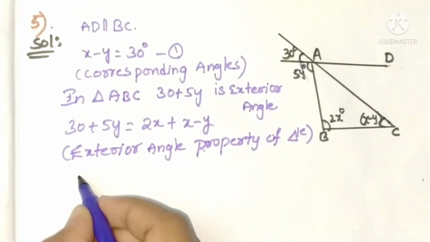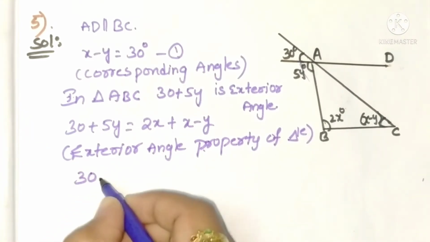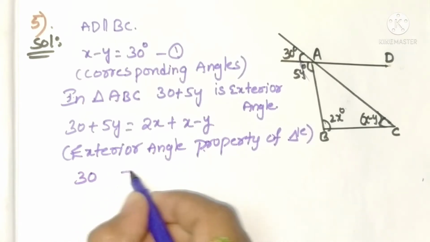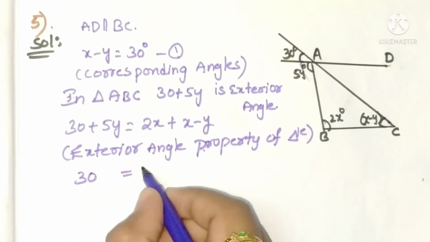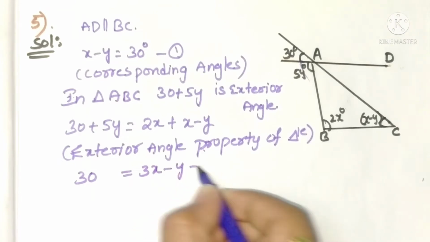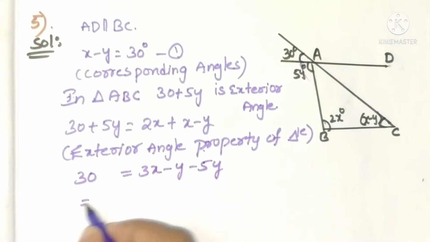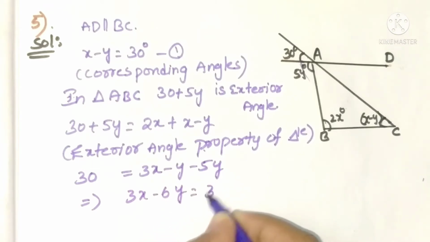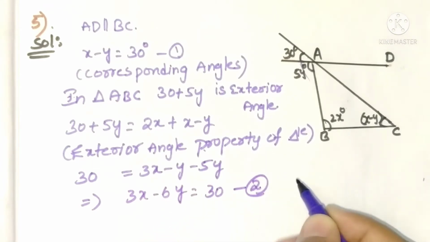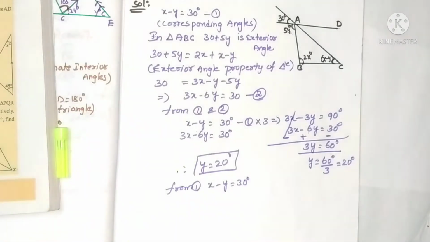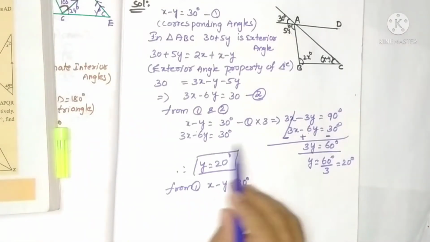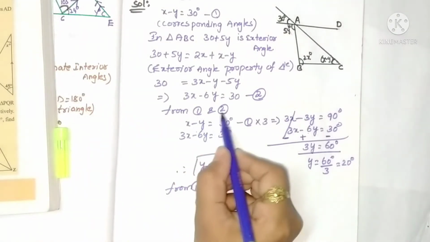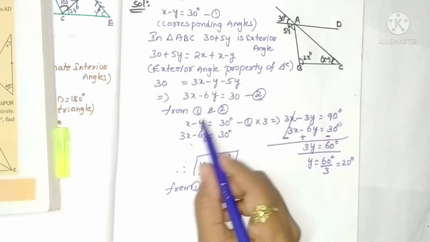Now see, 30 is equal to 2x plus x, 3x minus y minus 5y. So that implies 3x minus 6y is equal to 30. Let it be equation 2. So we have to solve these two equations, 1 and 2.